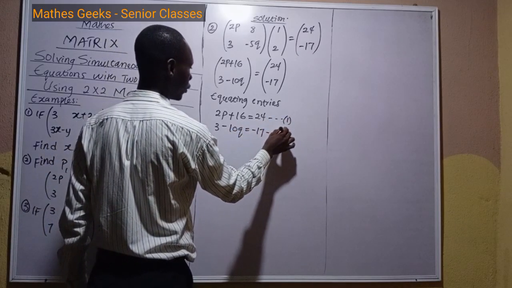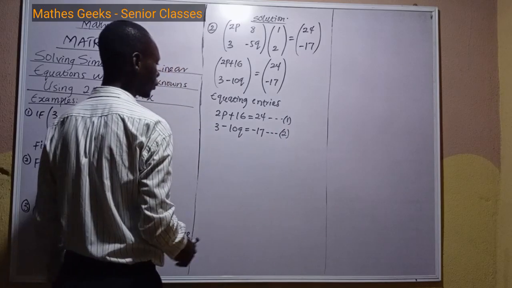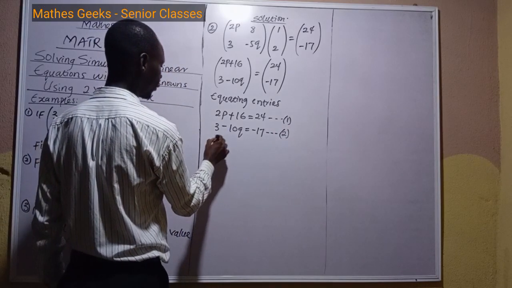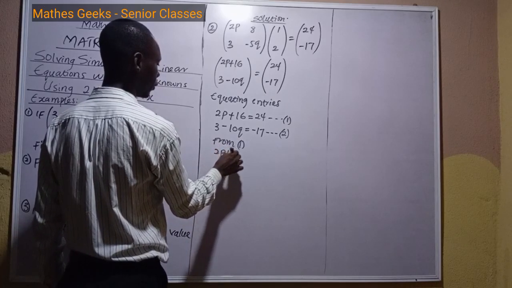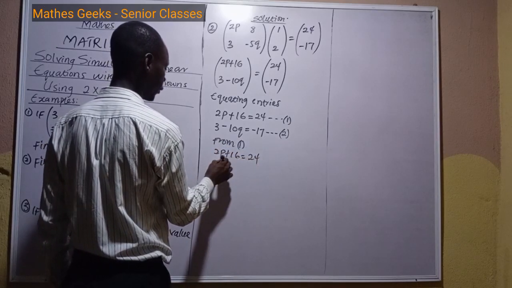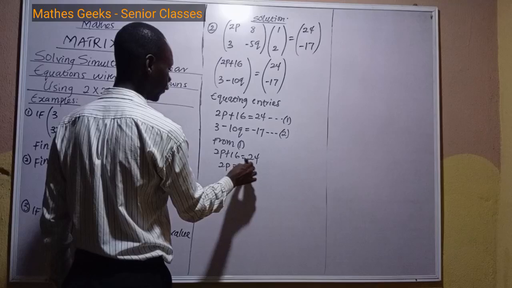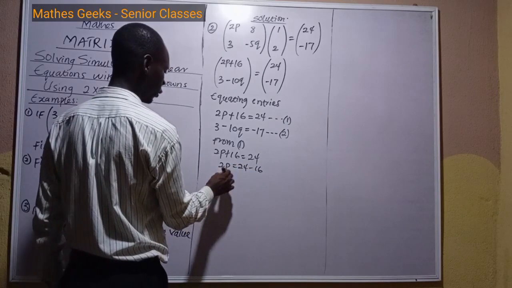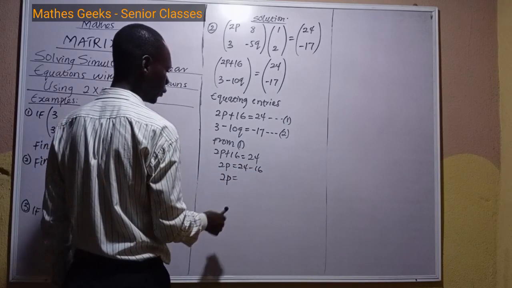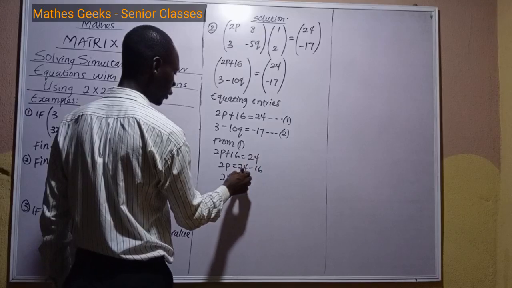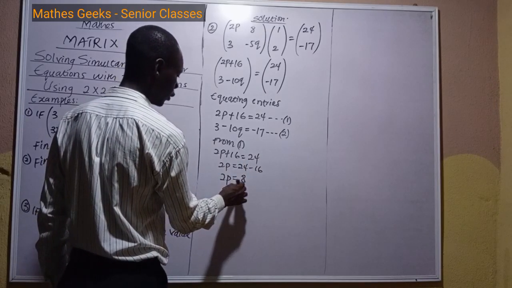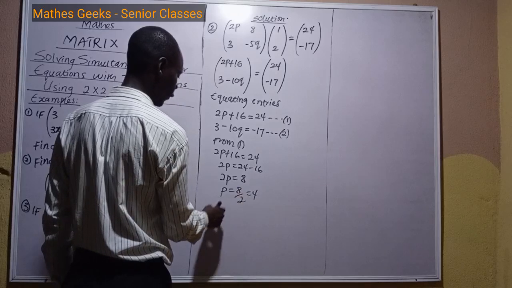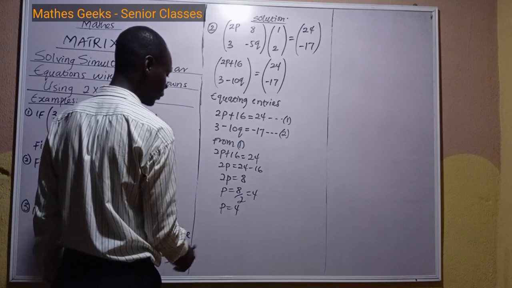Equation 1, equation 2. Okay, so from 1, 2p plus 16 is equal to 24. So 2p is equal to 24 minus 16. 2p is equal to 8. And p is equal to 8 over 2 equals 4. So p is equal to 4.